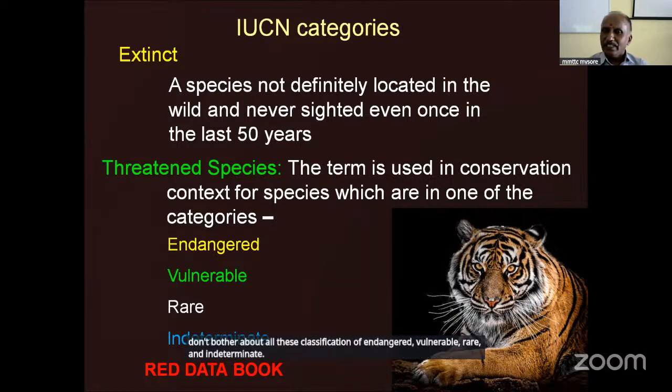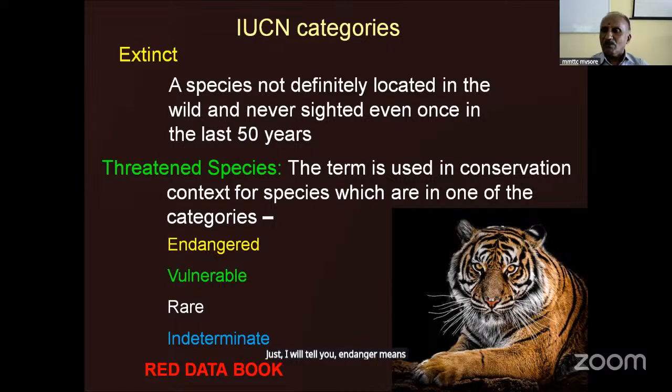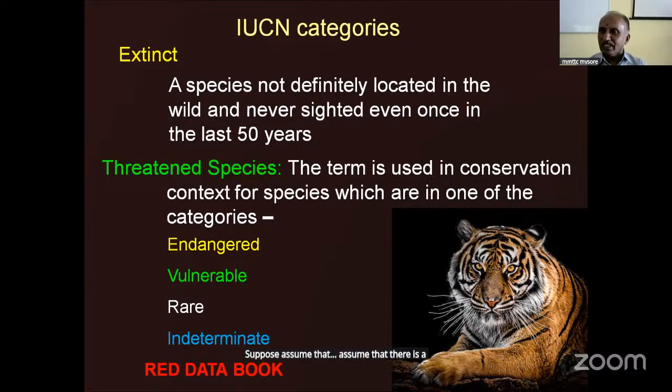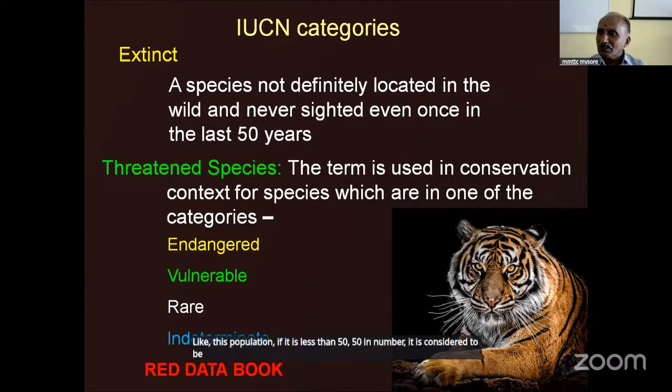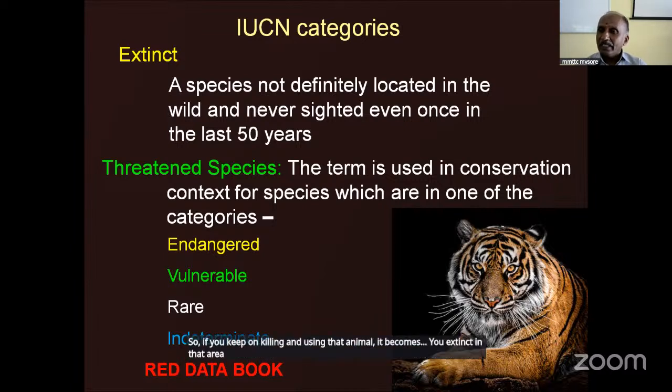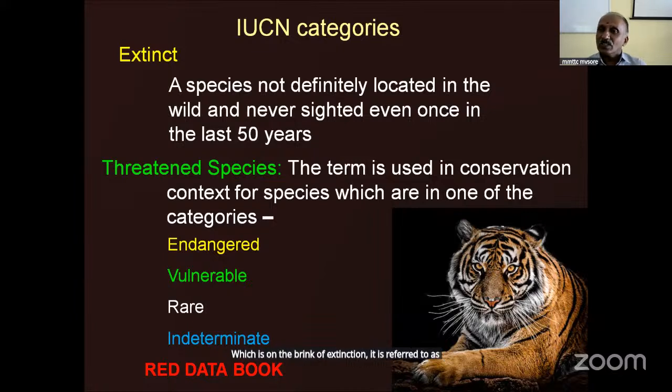I will just tell you, endangered means the individuals whose population is very small. Suppose there is a species like the tiger, and its population in one particular area is less than 50 in number, it is considered to be endangered. So if you keep on killing and using that animal, it becomes extinct in that area. So any species which is on the brink of extinction is referred to as an endangered species.